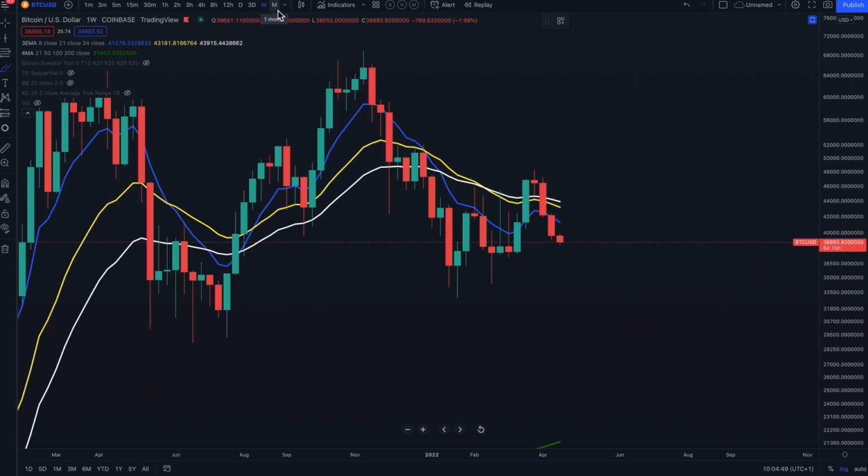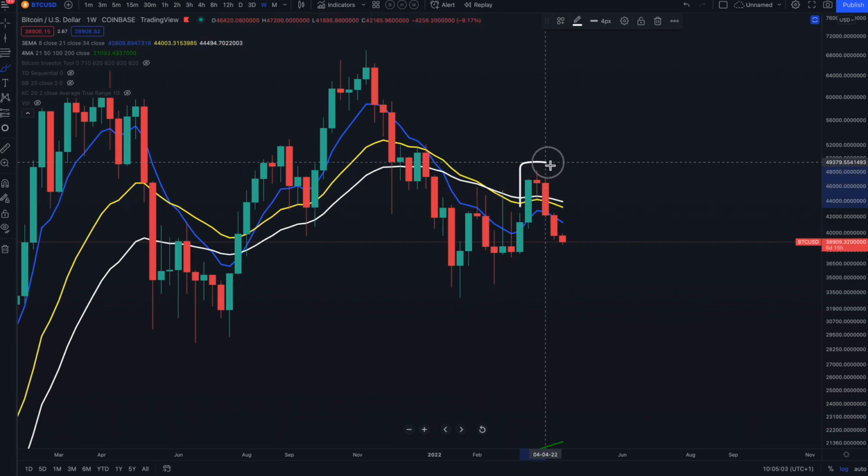And if we go on to the weekly chart, we can see quite clearly that we've lost the very important 21 weekly exponential moving average, which is the yellow line here. We captured it a few weeks ago, but came down with a bump over here, and we've now maintained a downward path.